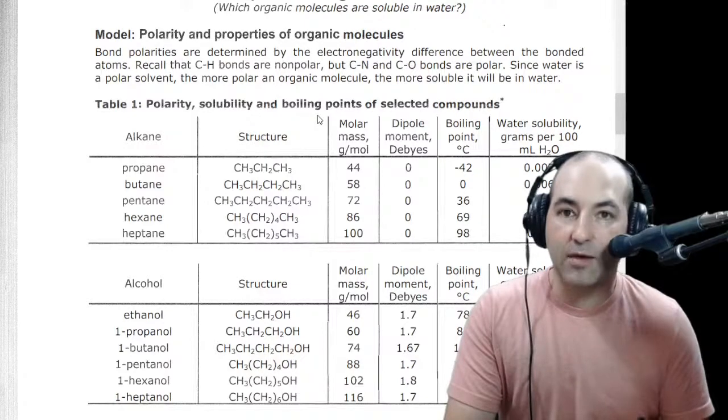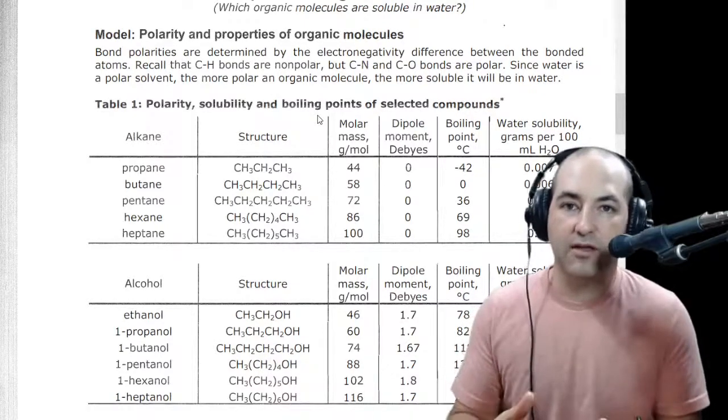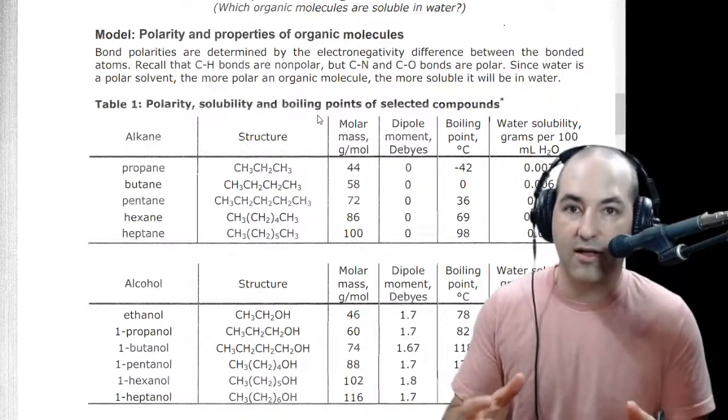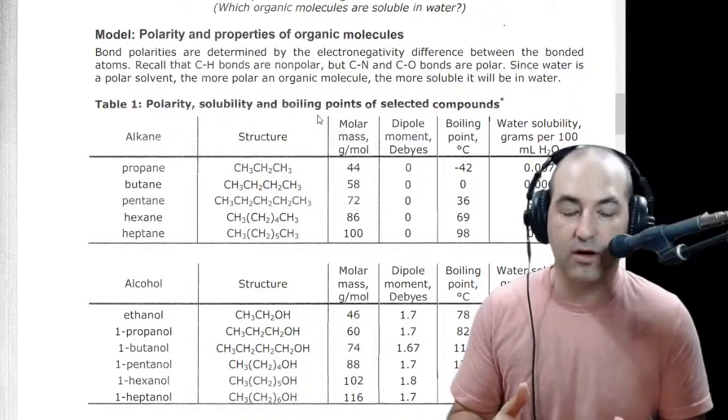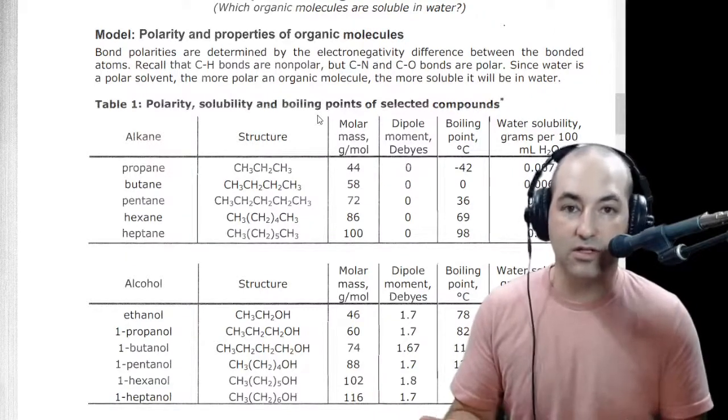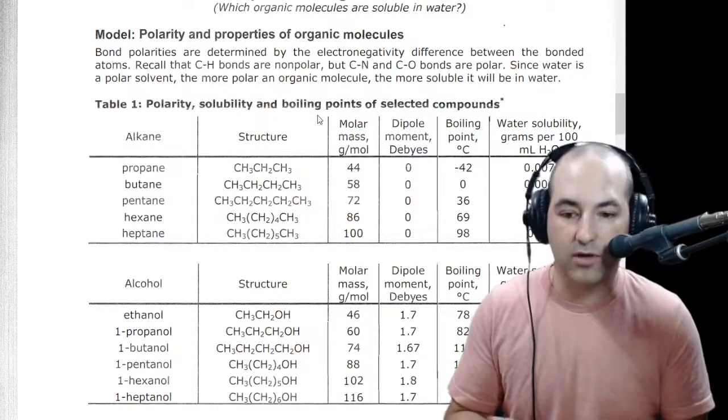Also, anytime you have two atoms bonded together that are the same, like carbon and carbon, that has to be nonpolar because the electronegativities are exactly the same. So the difference is always 0. So any bond between two of the same elements is always nonpolar.